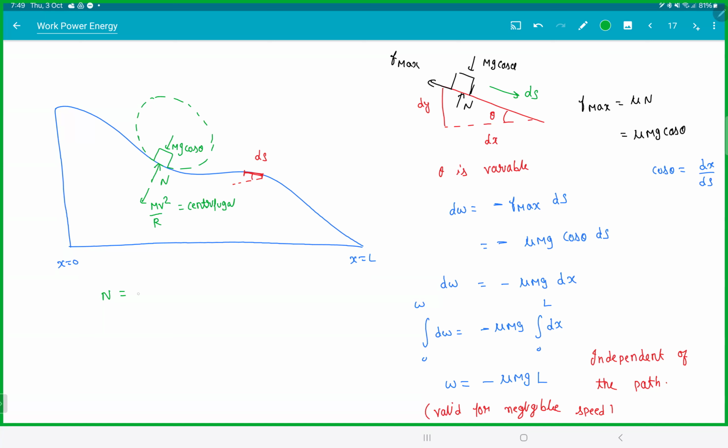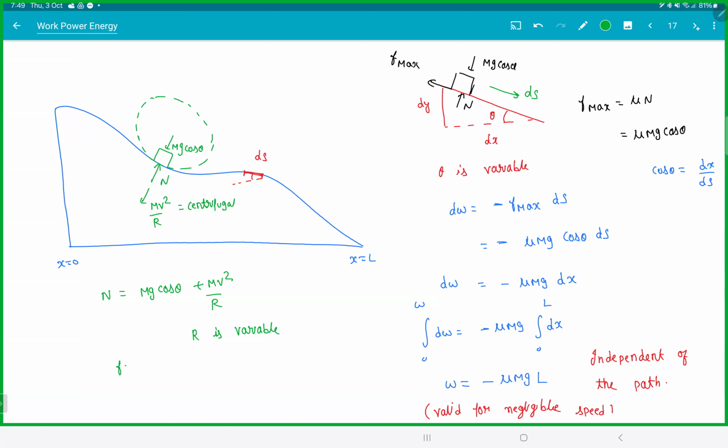So your normal reaction will be mg cos theta plus mv square by r. You can't write directly mu mg cos theta. That means you'll get an extra term, mv square by r. Now what was the problem here? V I know, but r is variable. R is changing every instant. We don't know how to calculate that.